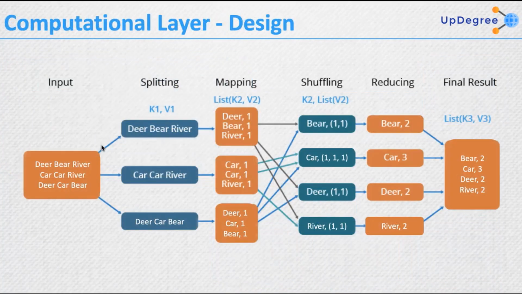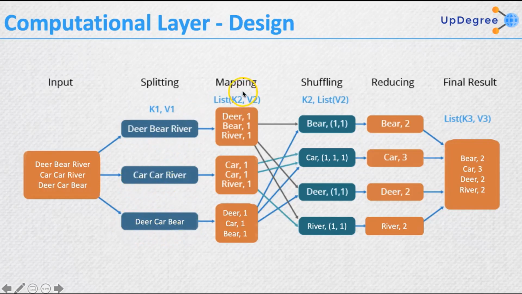Then this is your computation layer design, where you will see that we have different stages in MapReduce. So this is the MapReduce layer. You can see there is an input, splitting, mapping, shuffling, reducing, and a final stage. So what exactly happens in the input phase? Say you have data, and the data is stored in the form of blocks. Each block will represent a split. So you can see that we have deer, beer, river, car, river, deer, car, beer.